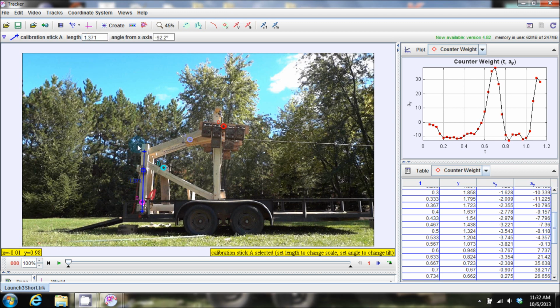1.37 meters. I got about 2 meters of counterweight fall. The machine's about, I'm going to switch units here, 8 feet tall. This is a 16-foot trailer. My counterweight is 355 kilograms, or about 800 pounds. And my projectile is 3.6 kilograms, or a little over 8 pounds. It's a 1 gallon milk jug filled with water.